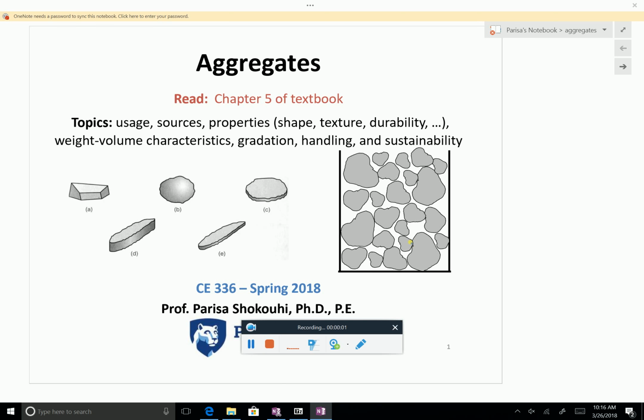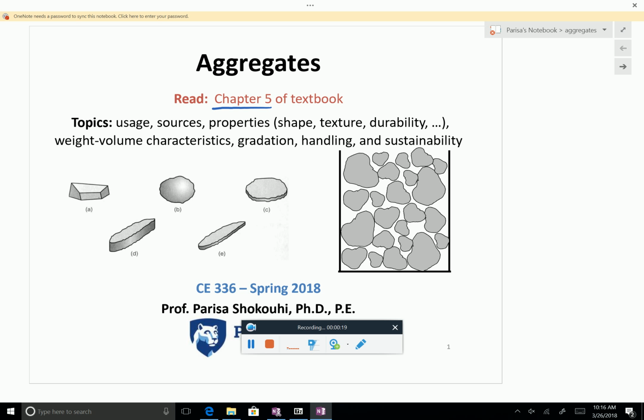Look at chapter 5, and you'll see that the homework problems are also all from the textbook, from chapter 5. So we first want to find out where we use the aggregates and what are the important properties of aggregates and why do we care about them.